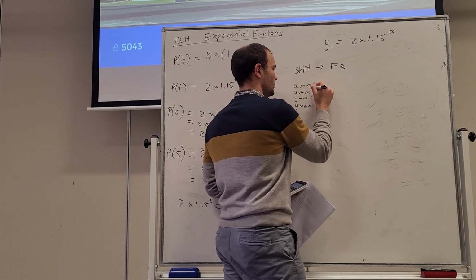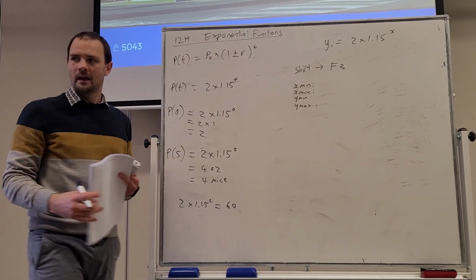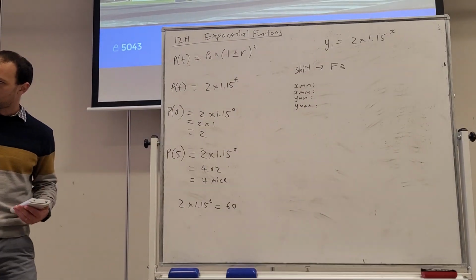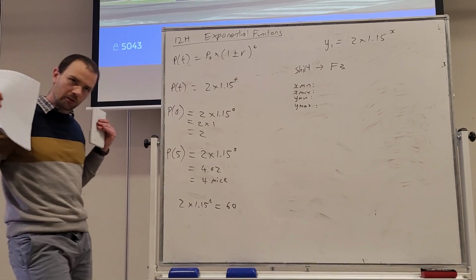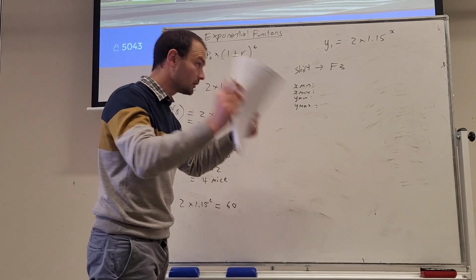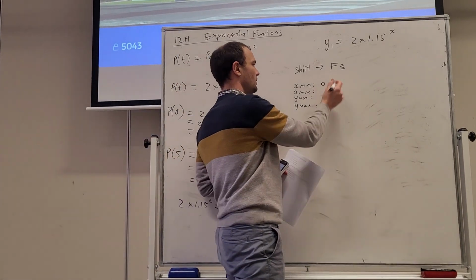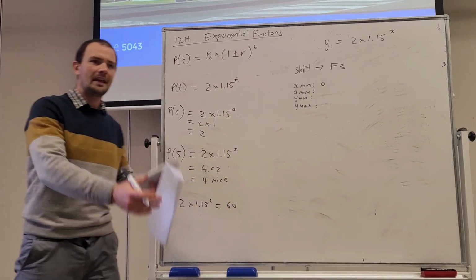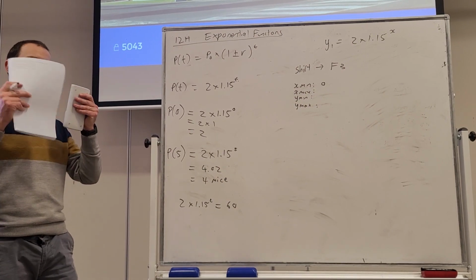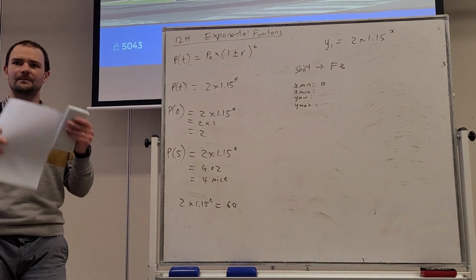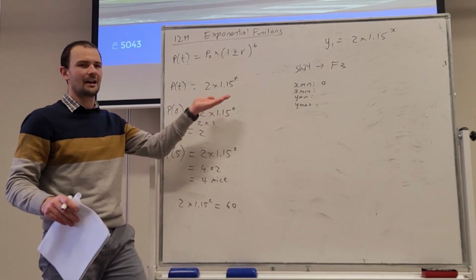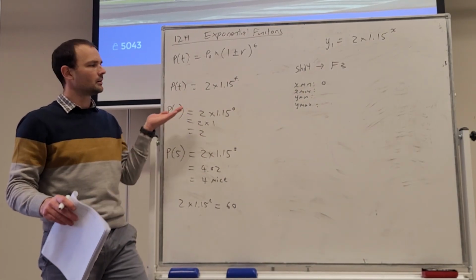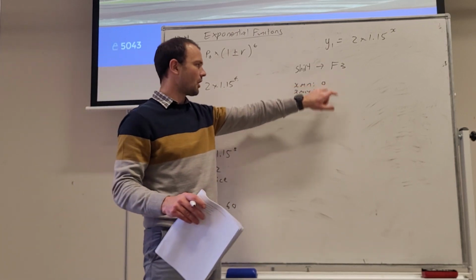When we're talking about time, we never consider negative values of time. We only consider positive values of time. The model only makes sense in the positive context of time. So our X min, our minimum value of time, is 0. That's when we start investigating the population. Otherwise it's not going to make sense, because we're going to have 0.4 mice. So we only consider from time is 0.